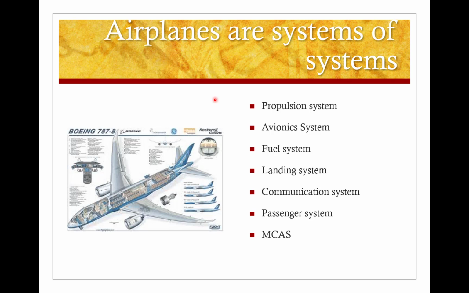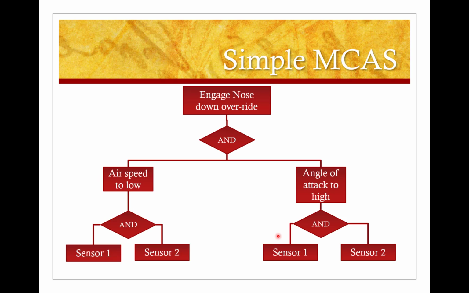So airplanes are systems of systems. We talked about this as well. There's the propulsion system, the avionics, the fuel, the landing, communication, passenger, and the one that everyone has heard about recently in the 737 MAX is the maneuvering characteristics augmentation system. Now I'm just going to draw a simple engaged nose down override. There's a software program that looks at the airspeed and the angle of attack. And if the airspeed is too low for the given angle of attack, then the MCAS system automatically lowers the nose. So it drops the nose down so that the angle of attack is not so high.